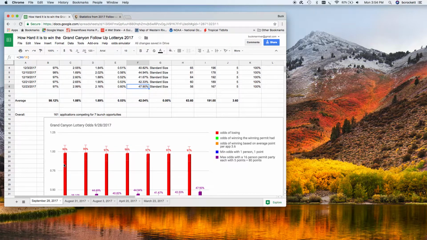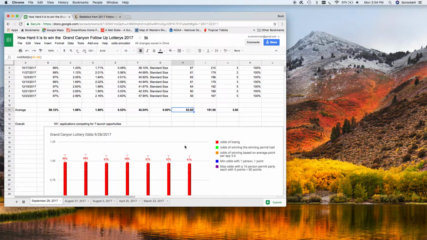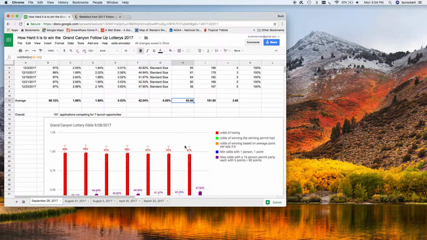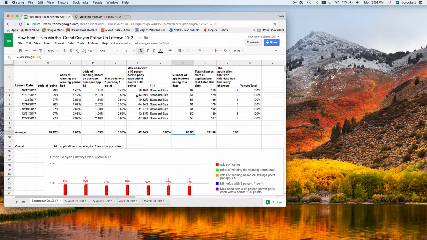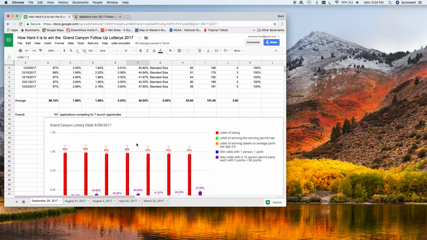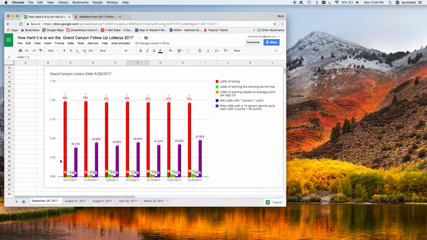It's very difficult to get a Grand Canyon permit, even when you have a relatively low number of about 64 people applying to each date in the follow-up lottery. That's a big group of people to compete with if you're just a lonely individual person. If you don't have a full armada of 15 other people to apply for a total of 16 5-point people, you don't have good odds of winning this lottery or any of them, quite frankly.